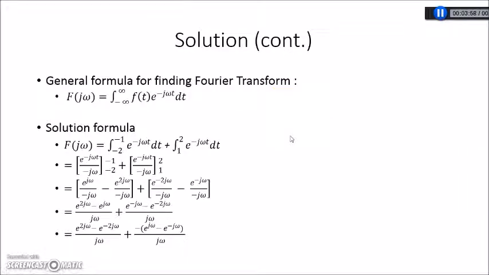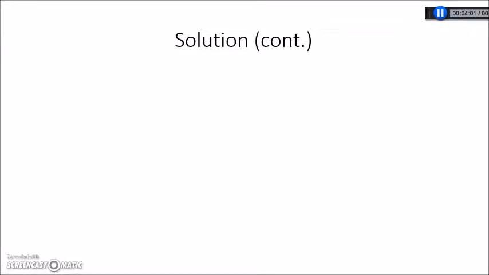Now I will discuss this. For this solution we have one key point so that we can solve it, which is e to the power of j omega minus e to the power of negative j omega over 2j omega equals the trigonometric sinc, sine omega over omega, which equals sinc omega. So with this in mind, now we must find out how to convert these forms into this form.